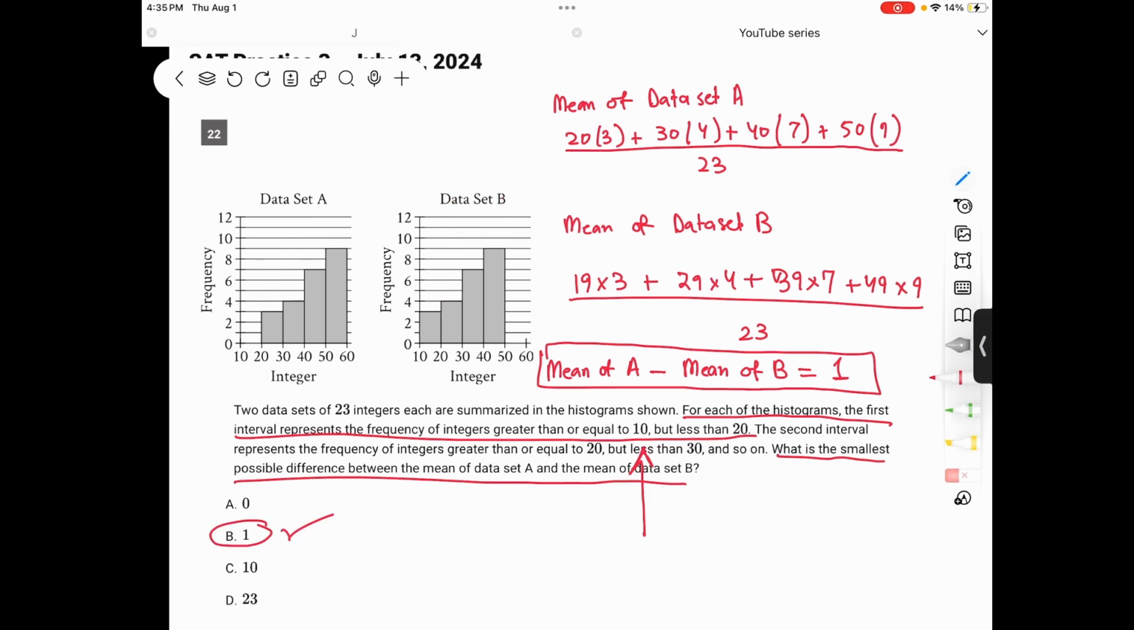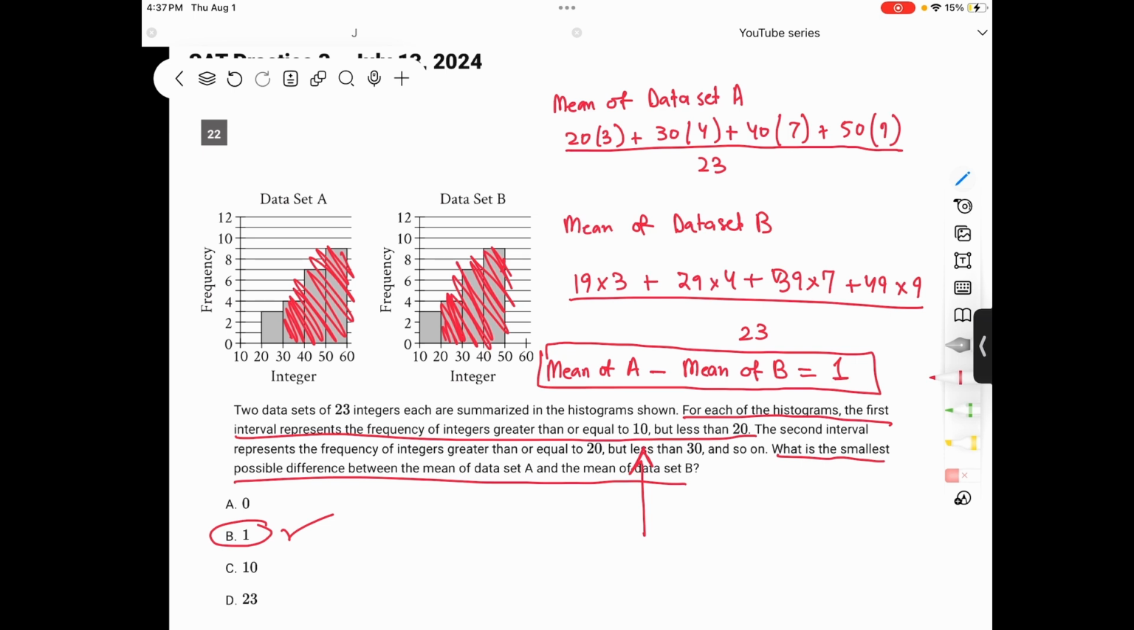Let's look at a shortcut to solve this question. Dataset A and dataset B have the same histogram intervals, but dataset A has been shifted 10 units ahead compared to dataset B. So since both of these histograms are identical in shape, we can ignore all of this part. We only need to look at one of the intervals in the histogram. And since we're calculating the difference, we don't really need to calculate the mean.